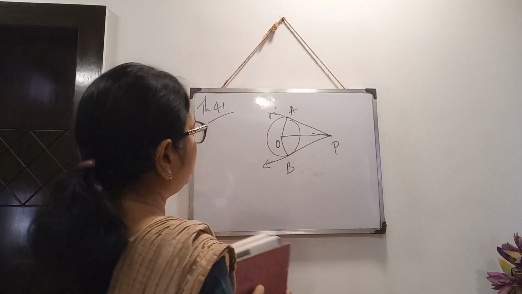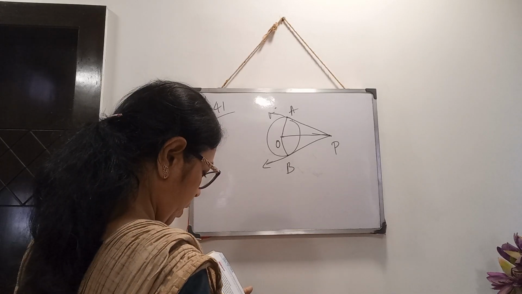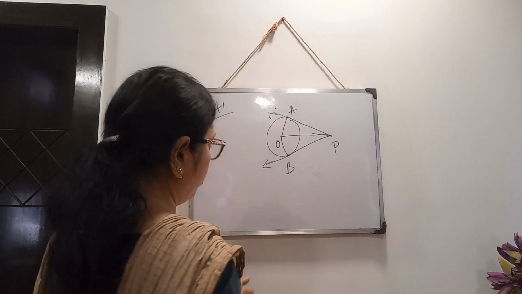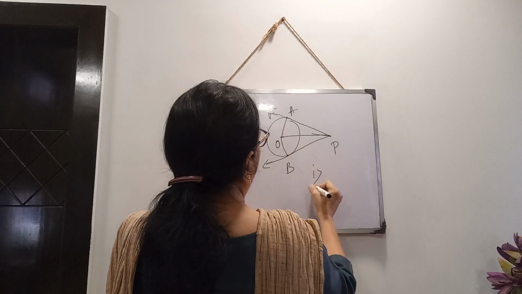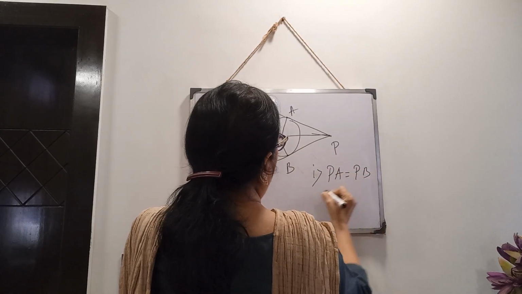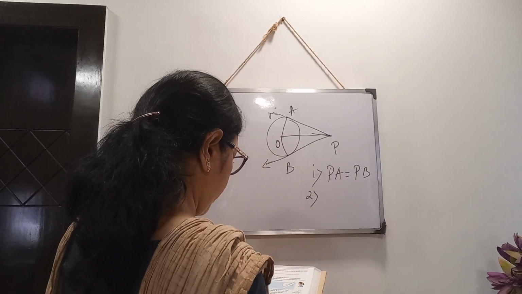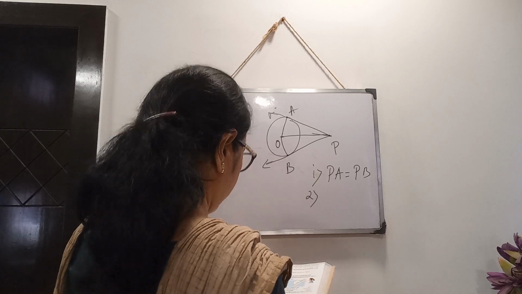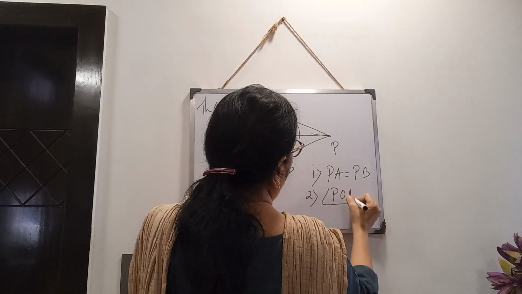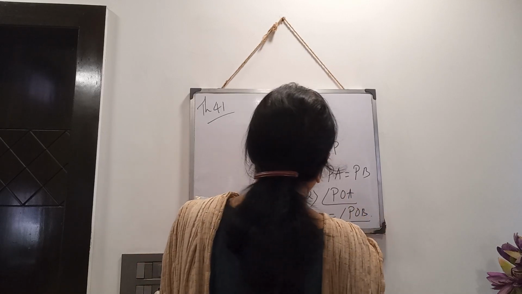So what to prove? You have to prove that if two tangents are drawn to a circle from a point, then the line segments joining the point of contact and the exterior point are equal. First, you have to prove that length PA equals PB, and second, that they subtend equal angles at the center. Second one, you have to prove that angle POA equals angle POB.